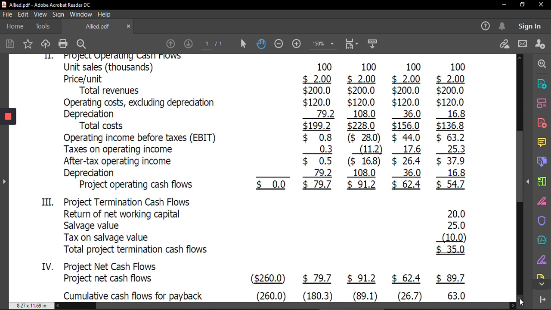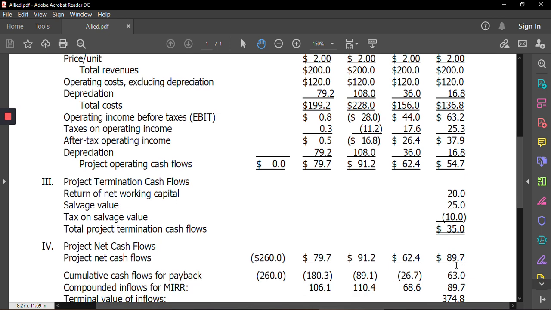So how do you calculate the cumulative cash flows for payback? 260,000 is your net cash outflow, the initial investment. After this, you still need to recover 180.3. In year 2 you still need to recover 89.1. In year 3 you still need to recover 26. You only recover completely in year 4. So you need to calculate the exact time you recovered: 3 plus 26.7 divided by 89.7.